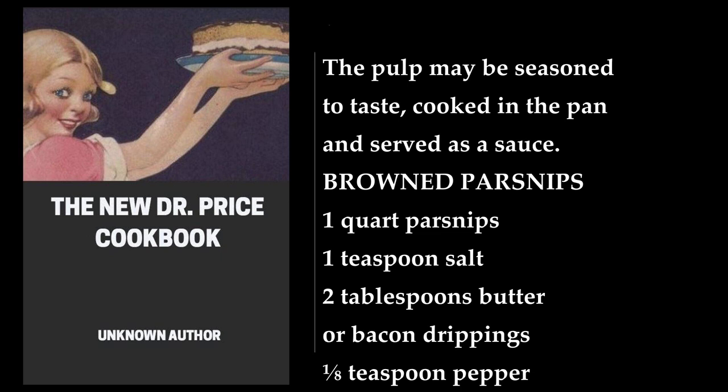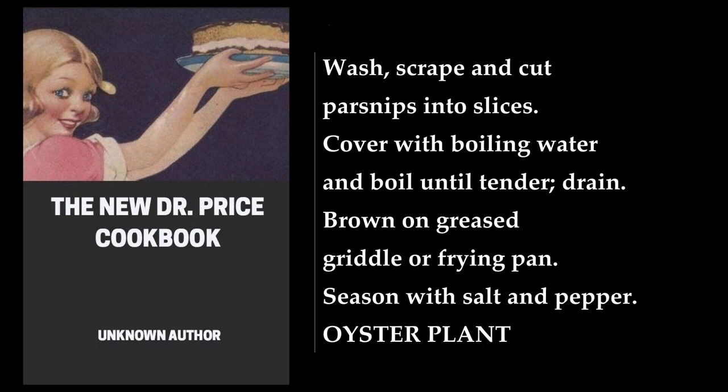Browned parsnips. 1 quart parsnips. 1 teaspoon salt. 2 tablespoons butter or bacon drippings. 1/8 teaspoon pepper. Wash, scrape and cut parsnips into slices. Cover with boiling water and boil until tender, drain. Brown on greased griddle or frying pan. Season with salt and pepper.